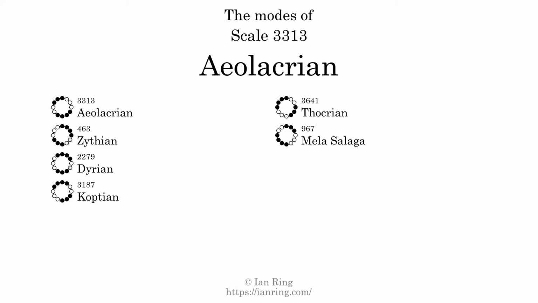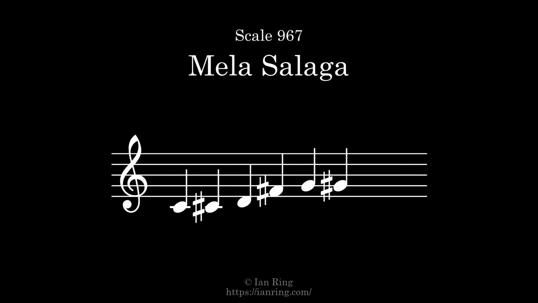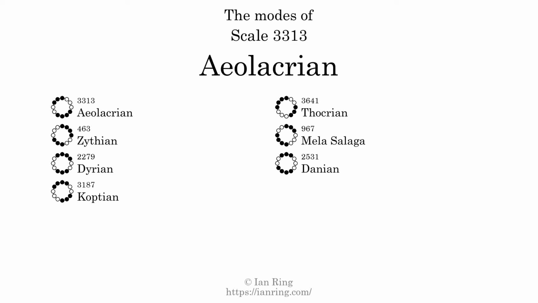The sixth mode is scale 967, also known as Mila-Saliga. It sounds like this. The seventh and last mode is scale 2531, also known as Danian. It sounds like this.